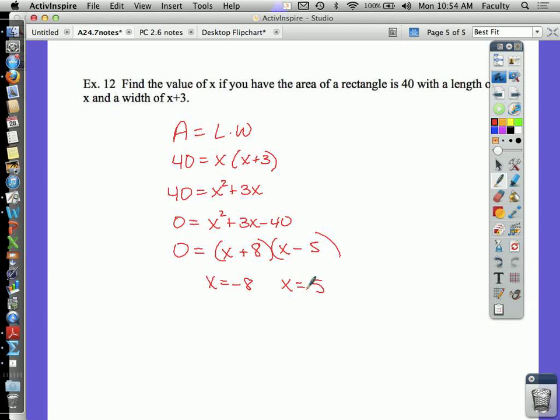Well, can you have a negative length for a rectangle? No, so that doesn't make any sense. And then x plus 3 would be 8. So here's your length and your width. If we had units, we would include the units.